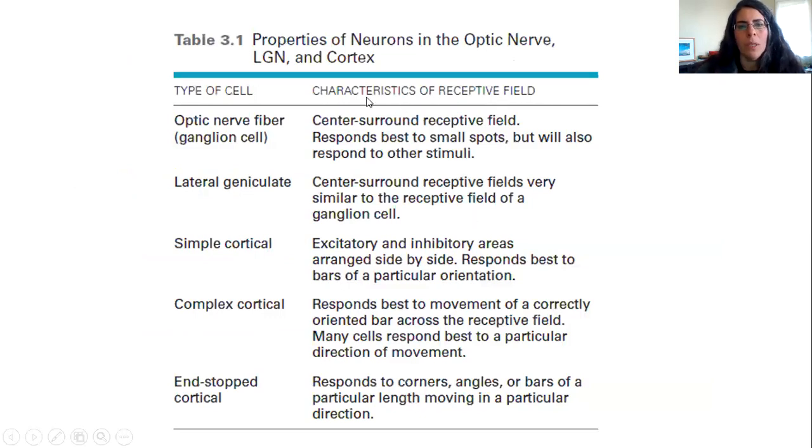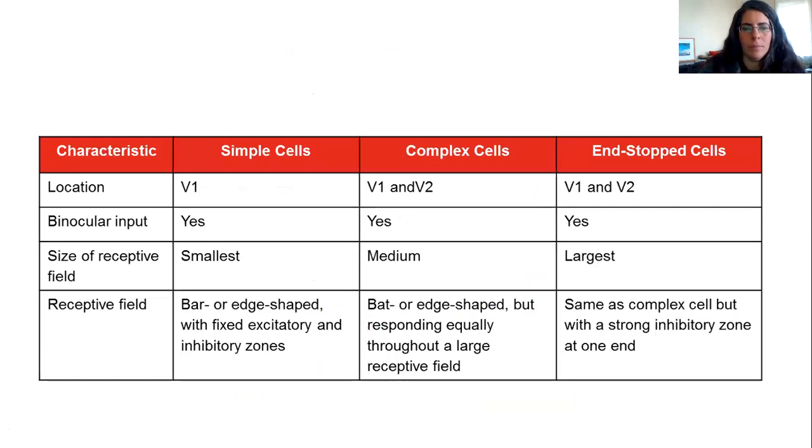So here is a nice chart that describes the characteristics of the receptive fields and what type of cell they are. For your exam, I would focus on this figure. This one is just a different way of delivering that kind of information. It also tells you more cleanly where these cells are located.